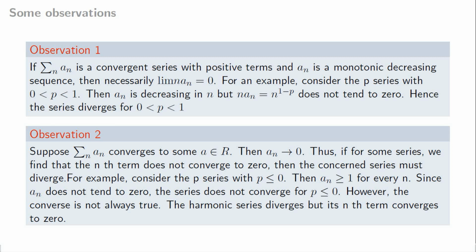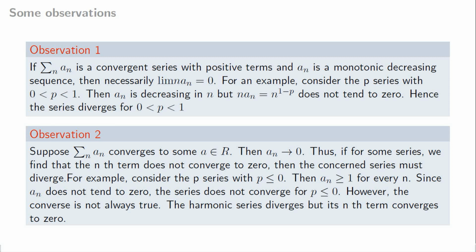So, let us pass on to our next observation. Suppose summation an converges to some real number a, then an tends to 0. The proof is very simple. It can be proved using the definition of partial sums. One can express an as Sn minus Sn minus 1, where Sn is the nth partial sum, and since the series converges, Sn also tends to a and Sn minus 1 also tends to a. Therefore, we get the limit of an as 0.